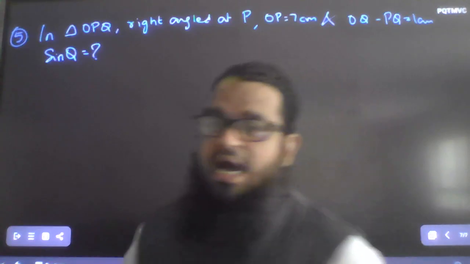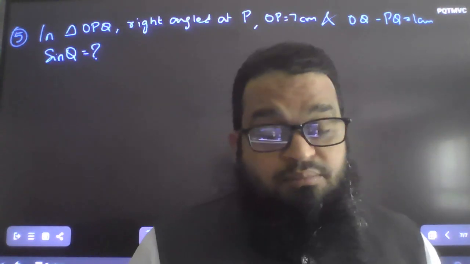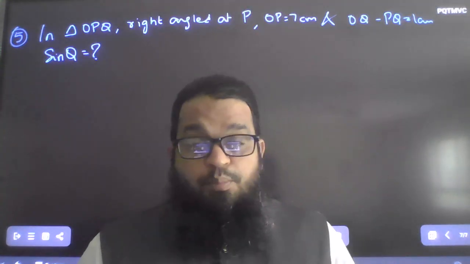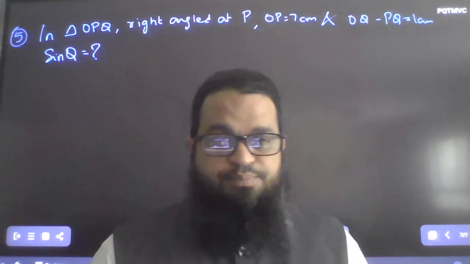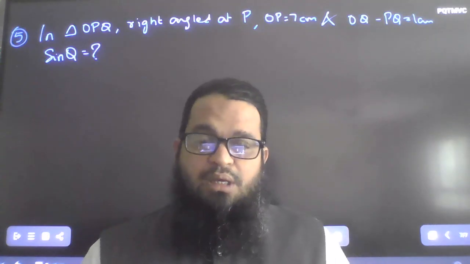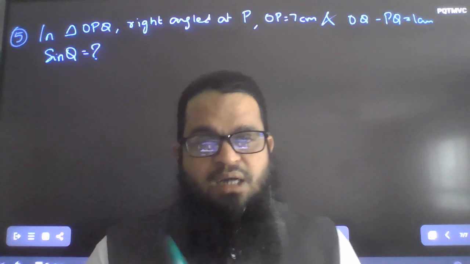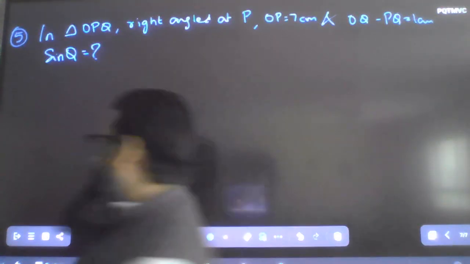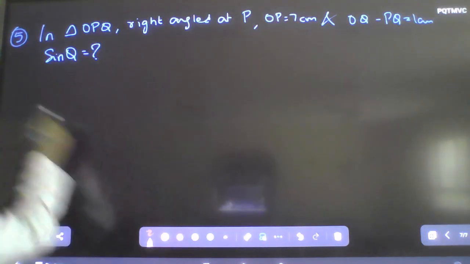Now, here it is a right angle triangle and he is asking sin Q. When I was writing this problem, I thought it was from the triangles chapter. But when I saw sin Q, I thought it would be of trigonometry and triangles. Let us see how it works. So let us go for the solution.